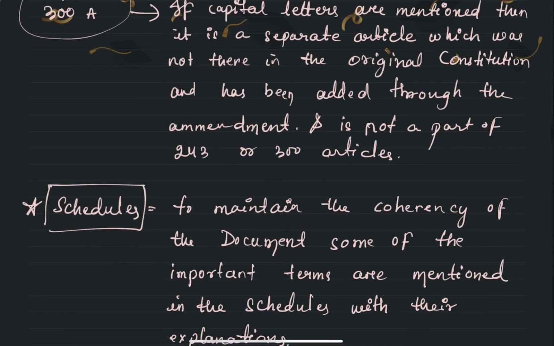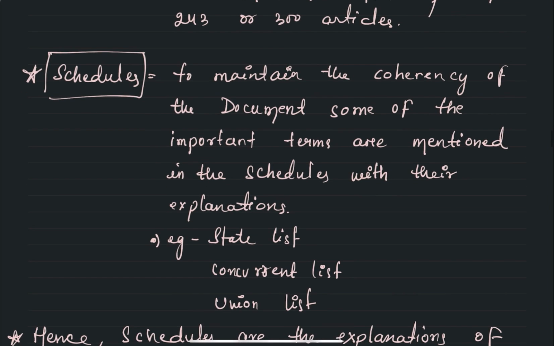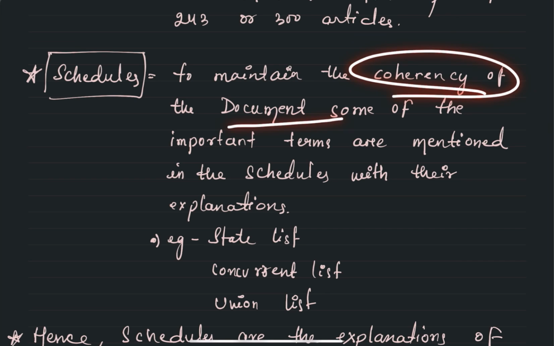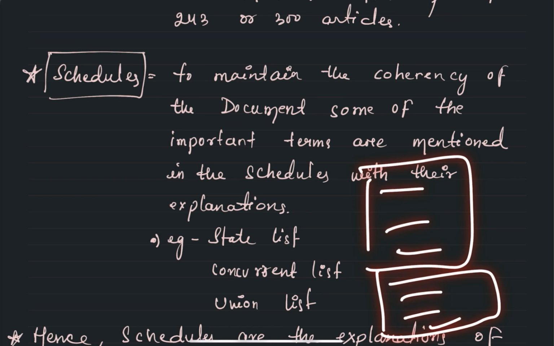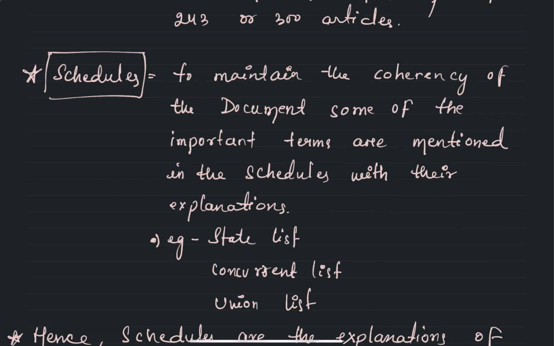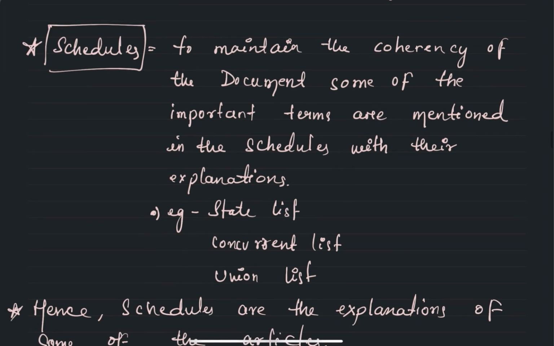Fine. So now we'll talk about the schedules. Schedules maintain the coherency of the document, with some important terms explained in the schedules. Like for example, if I write the state list, it has lots of terms inside it that will actually disturb the coherency of the constitution. That's why we have schedules that explain the terms which are important in the document.